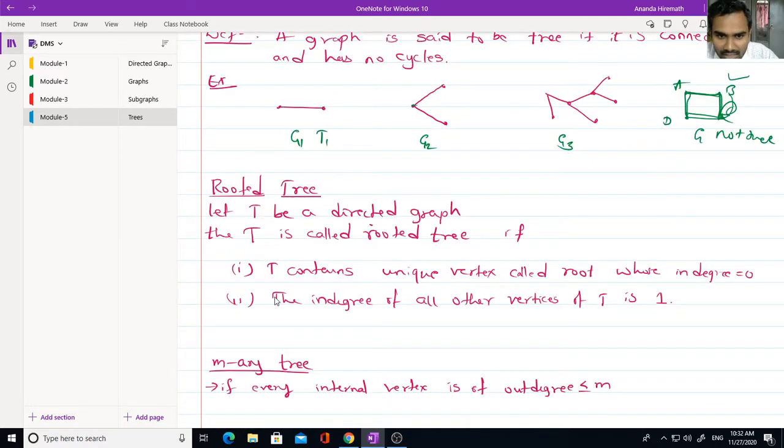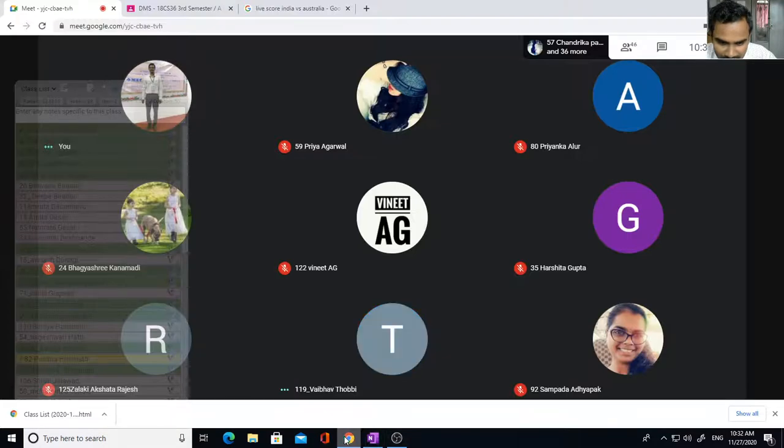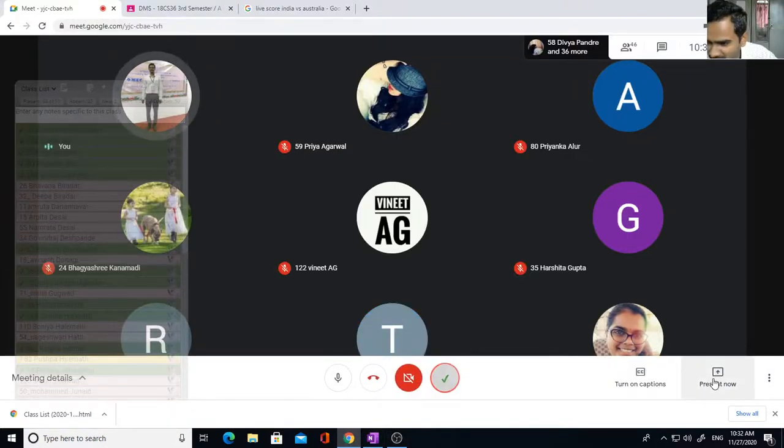A tree is a rooted tree if it contains a unique vertex called root whose in degree is equal to 0. Your screen is off. Sorry, let me present it now.